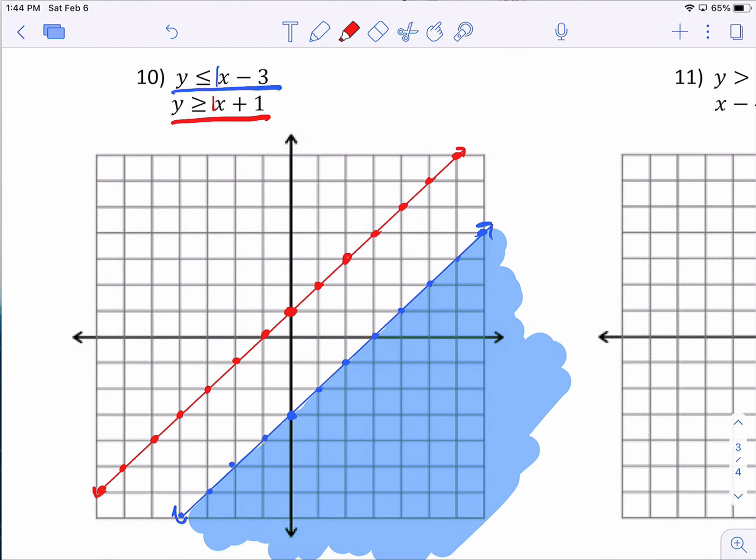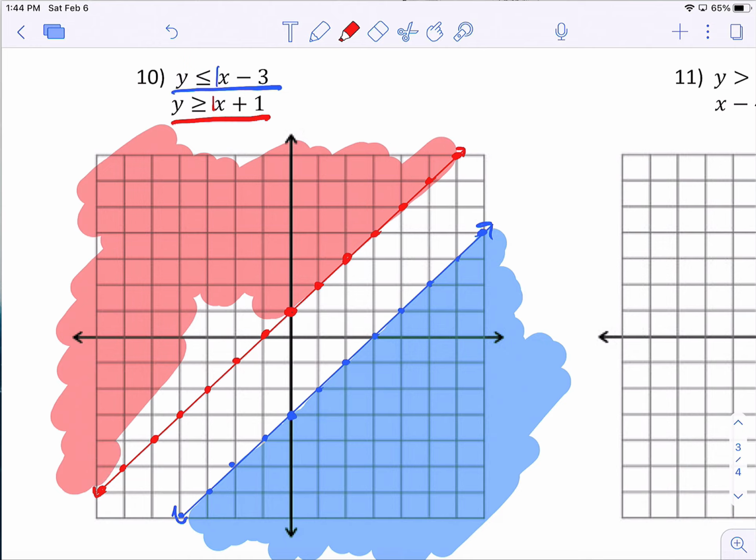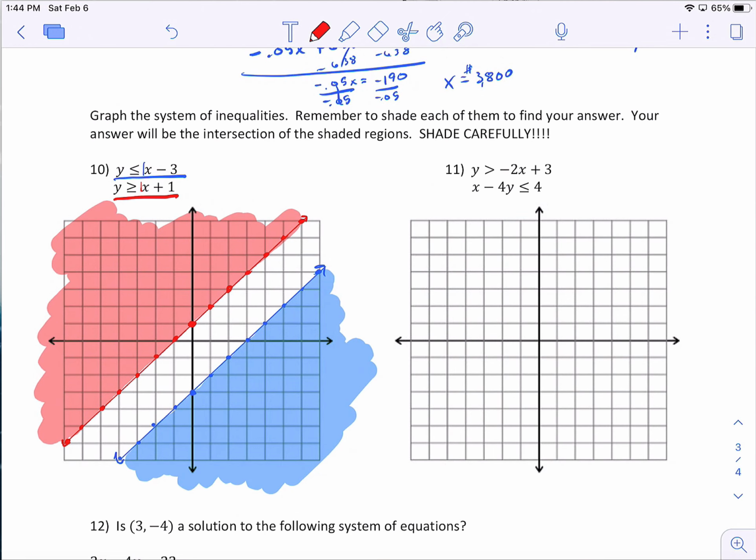So this one says y is greater than. So that means I'm going to go above the y-intercept and shade this region, which already tells me what the answer is going to be. Because if I shade this part, and this is the only part that I can shade, above the line, there we go. And you can see that there's nothing that is shaded together, right? There's no overlapping, so this still is no solution. Okay, but again, it's not because they're parallel. It's because of the shading.